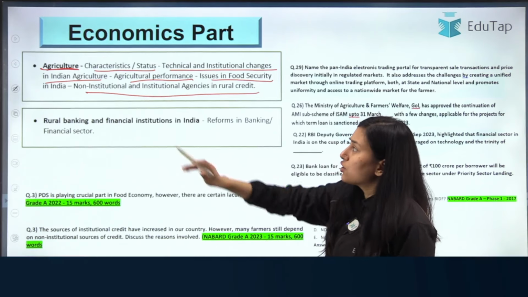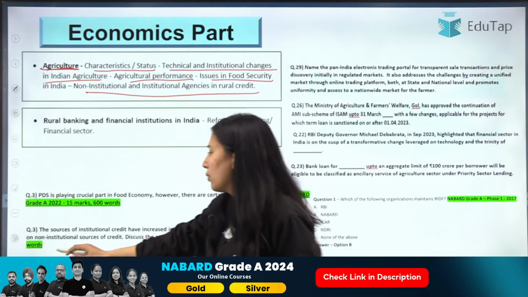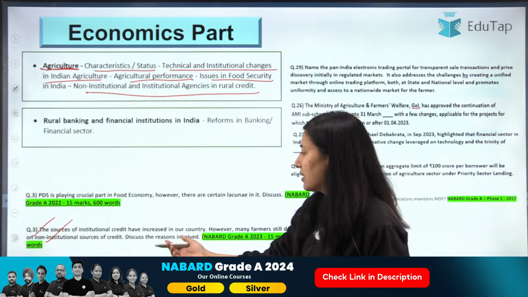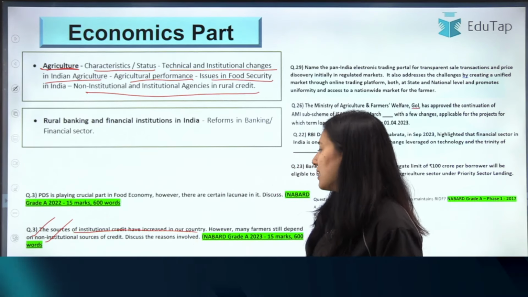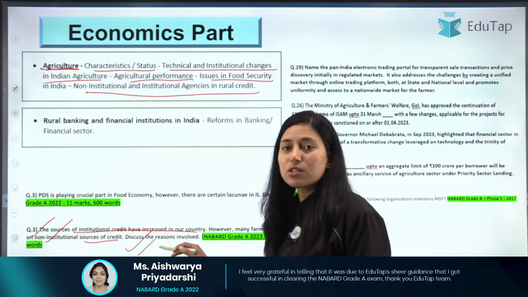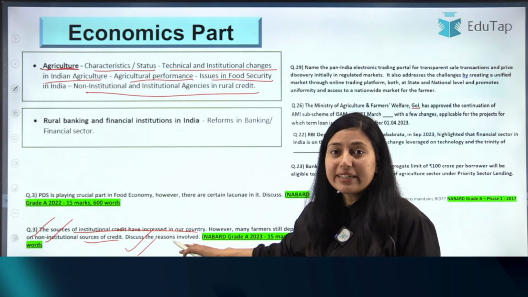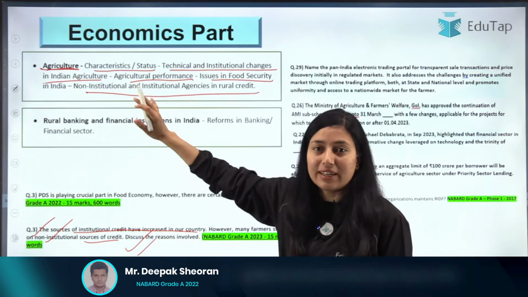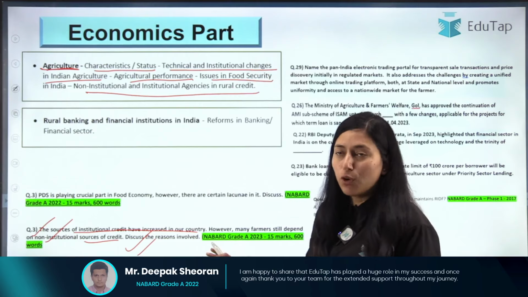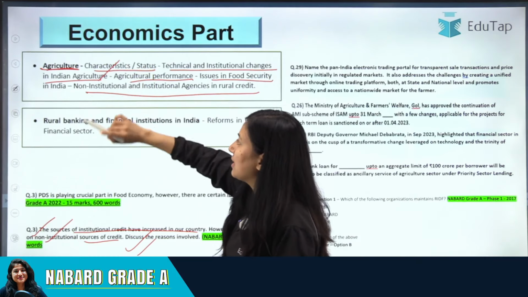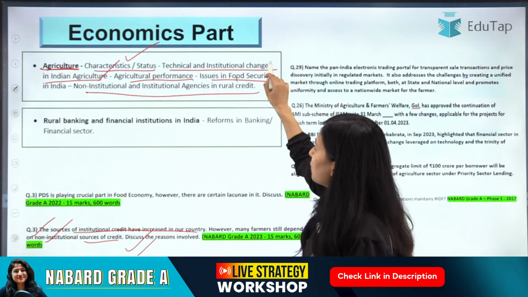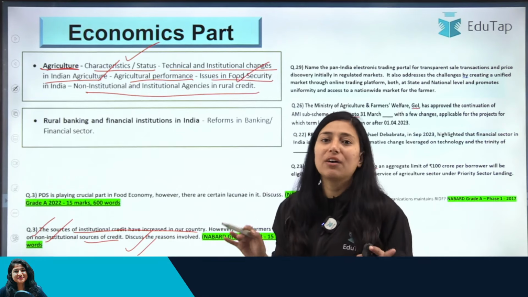See, from non-institutional and institutional agency, you can see here one question was asked in 2023. Which means that important hai, you have to discuss here the sources of institutional credit has increased in our country. However, many farmers still depend on non-institutional sources. You have to discuss on that. So how will you write that answer if you have the knowledge of all these things, right? You should have the knowledge of agriculture in economics point of view also. You should know what are the challenges of Indian agriculture, what are the characteristics of Indian agriculture, okay, issues in food security in India. So that all you have to cover.